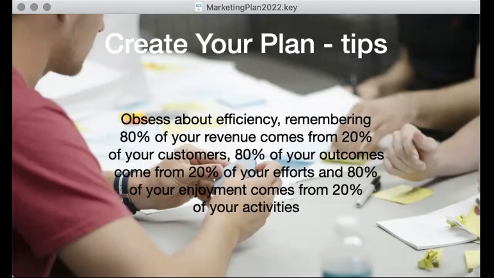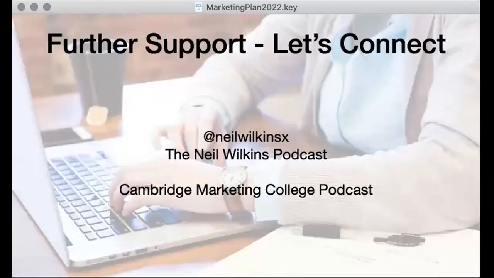And 80% of your enjoyment comes from 20% of your activities. So you need to have a good time in 2022. I'm not here to say you're not going to have a good time and you're going to be obsessed with all your plans and this, that, and the other. You'll know that 80% of your enjoyment comes from just a few of the things that you do. So figure out what those things are, because part of this is also about having a really good time on the journey. This is about doing things differently. This is about having a lot of fun on your marketing plan 2022 journey.